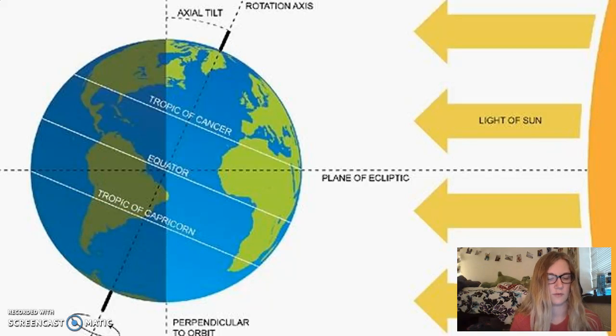Since the Earth is tilted, this causes the equator to not receive the most direct sunlight. Instead, the Tropic of Cancer, which is 23.5 degrees north, and the Tropic of Capricorn, which is 23.5 degrees south, receive the most direct sunlight. Earth's tilt is the reason we experience seasons.